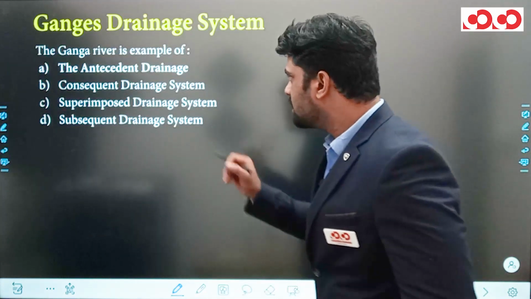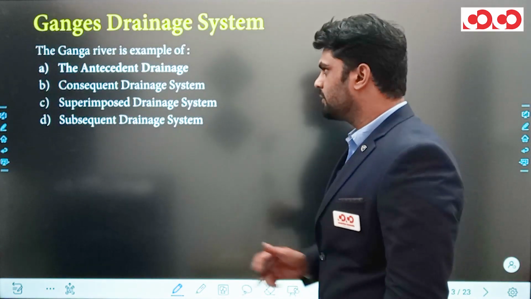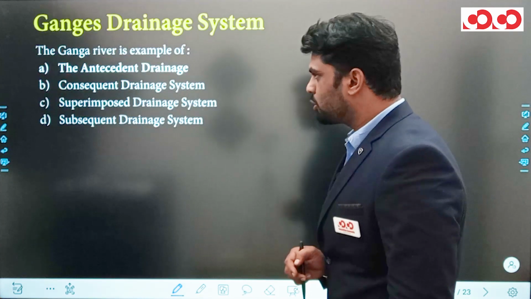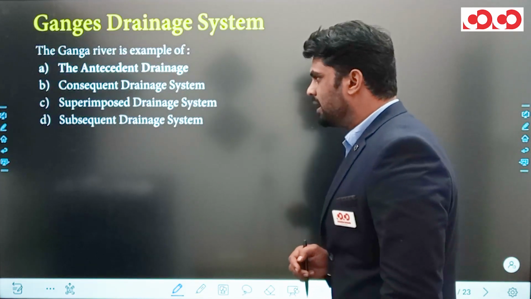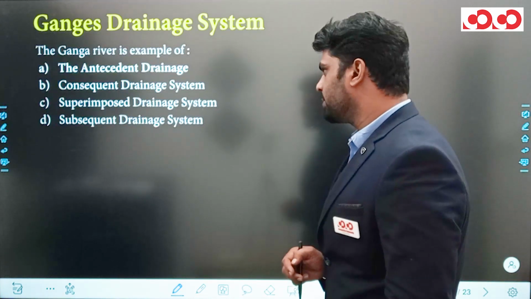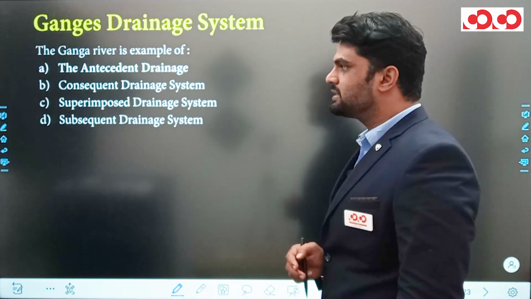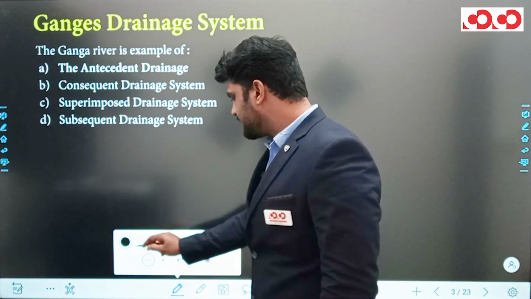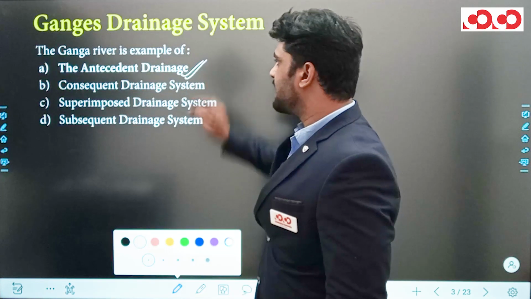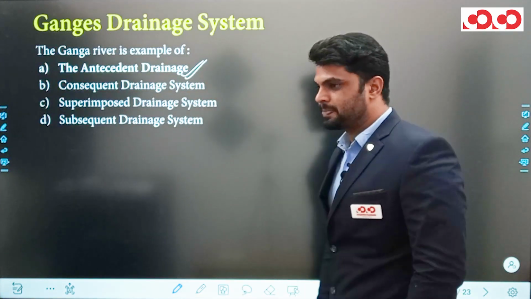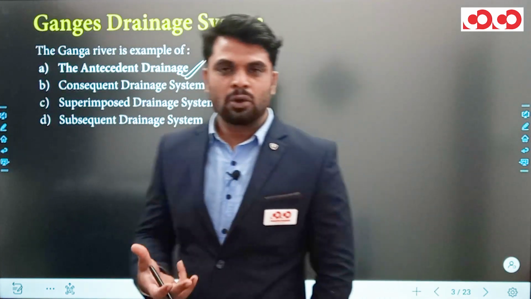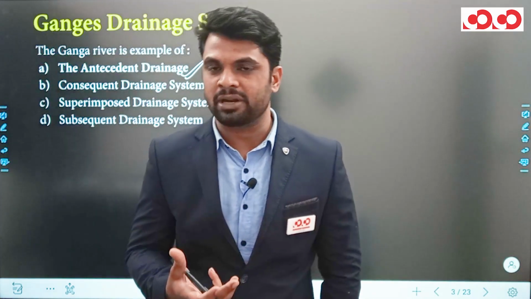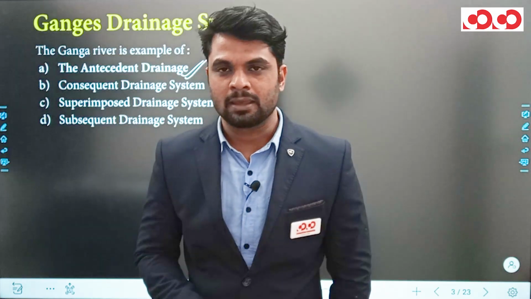Question says, Ganga river is an example of, and four options are given here. First option is antecedent drainage, second option is consequent drainage system, third option or option C is superimposed drainage system, and option D is subsequent drainage system. And the right answer of this question is option A, that is antecedent drainage system.